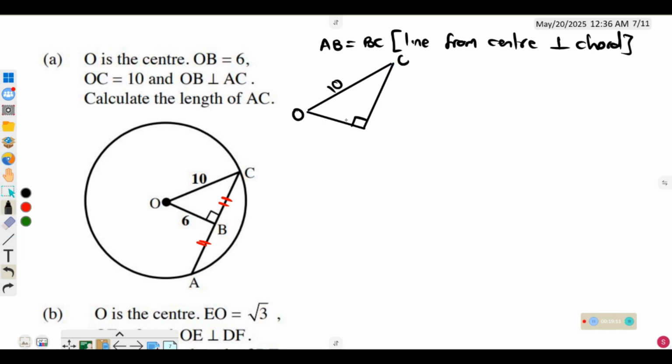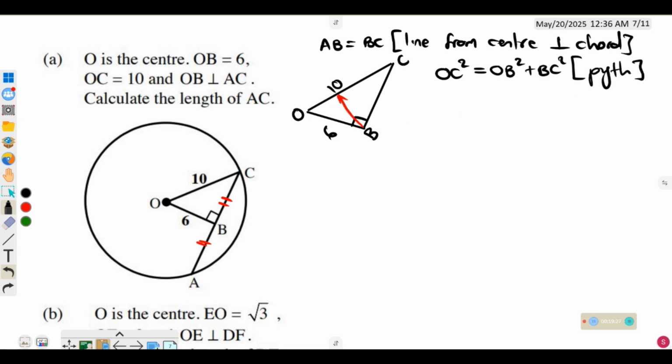There we have C, 6, and then we have B. Remember the Pythagoras theorem. First identify your hypotenuse, which is OC. Again, this is OC squared, which is equal to OB squared plus BC squared, which is the Pythagoras theorem.